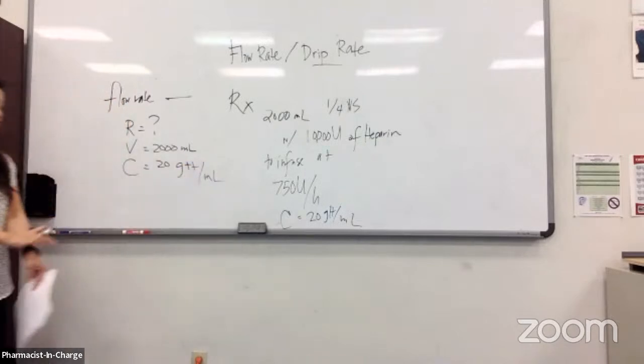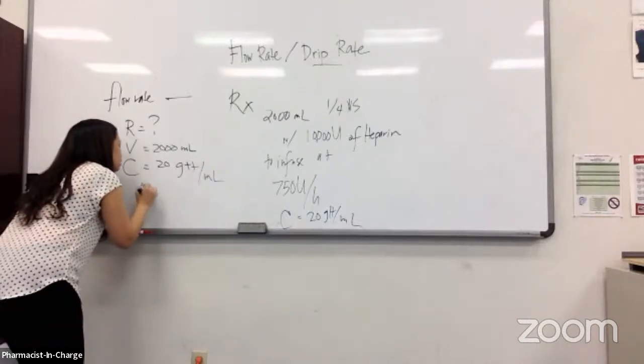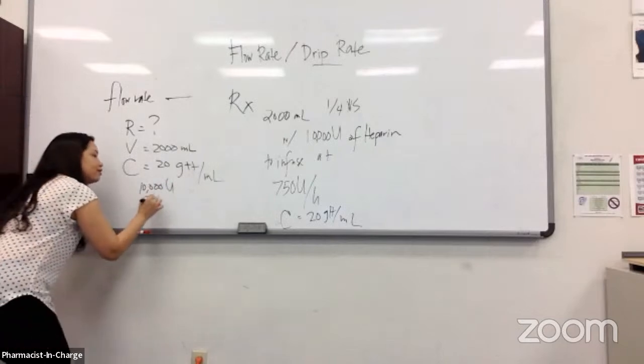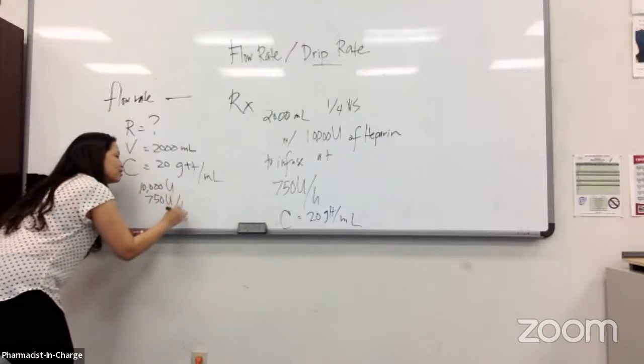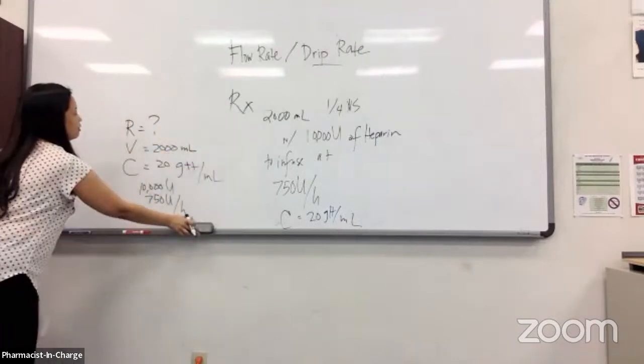What else do I have? I have 10,000 units of heparin. And what else do I have? I have 750 units per hour. It's hard to identify, correct? This is so hard to identify.